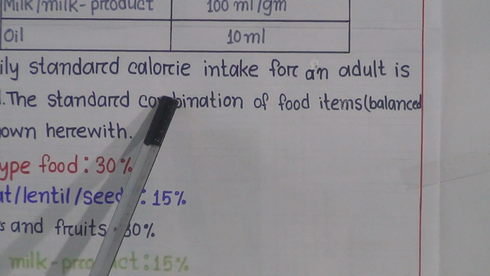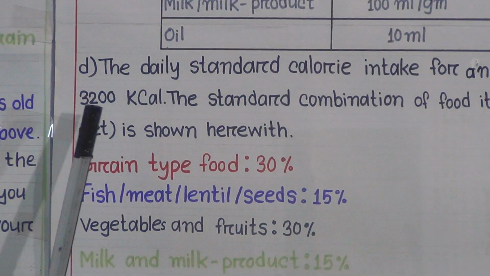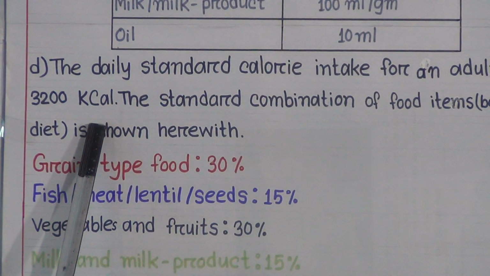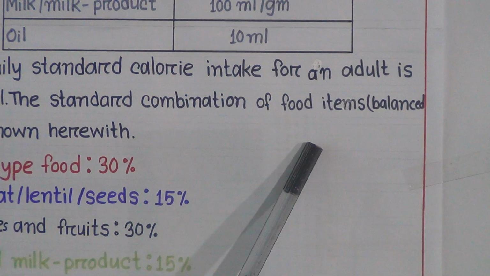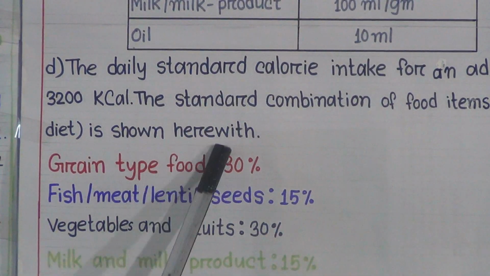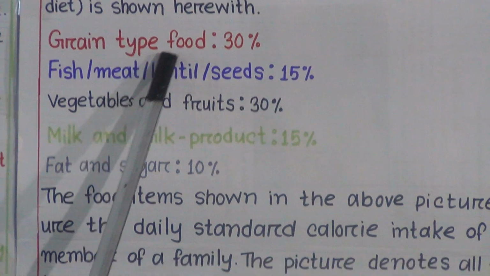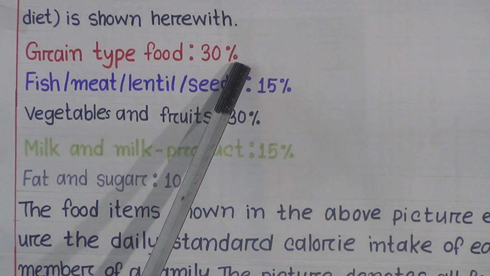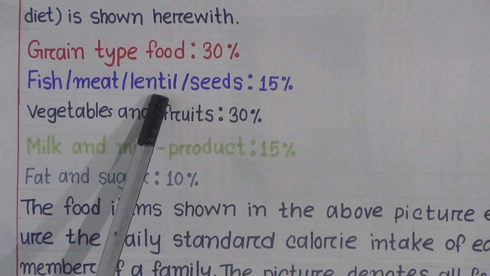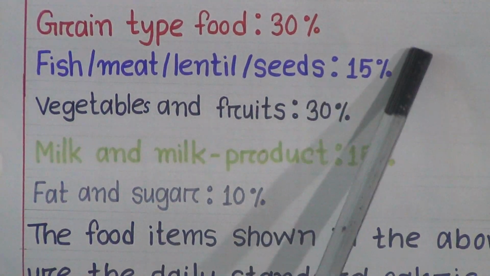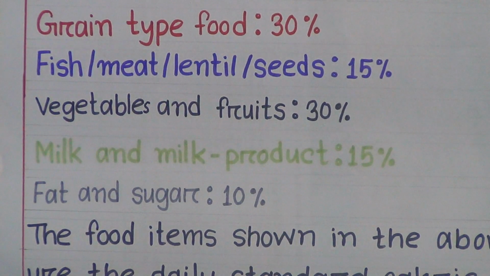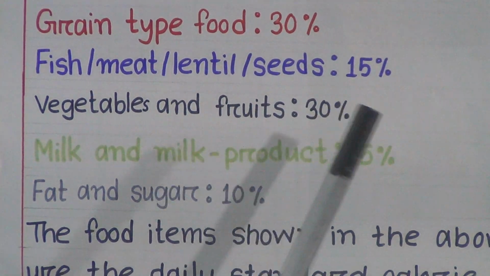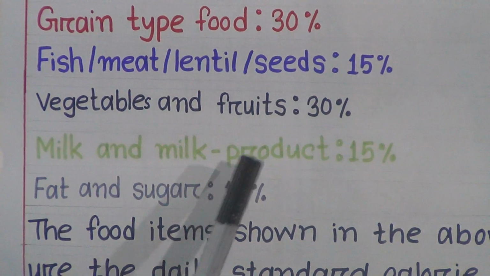The daily standard calorie intake for an adult is 3,200 kilocalorie. The standard combination of food items in a balanced diet is shown here. Grain type food may be 30% for an adult person. Fish, meat, lentil, seeds will be 15%. Vegetables and fruits will be 30%. And 15% will be milk and milk product.